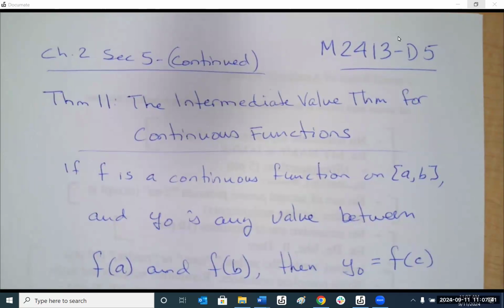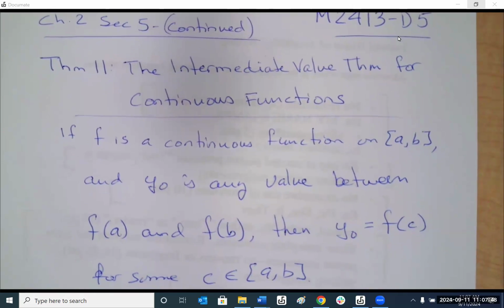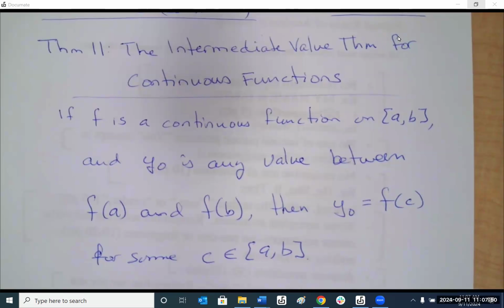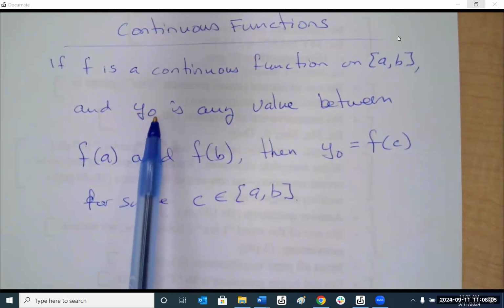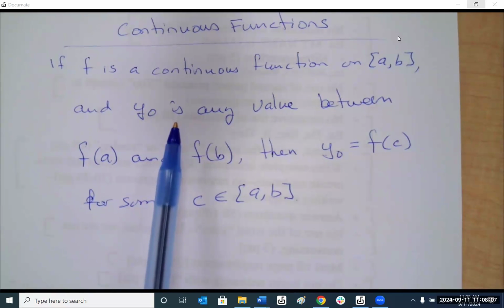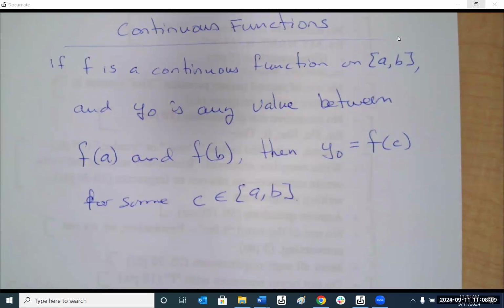So yeah, we're continuing section 5 because we have a couple more examples to do. The first of which we're going to talk about is theorem 11, which is the intermediate value theorem for continuous functions. Which says, f is a continuous function on a closed interval [a, b]. y sub 0 is a value between f of a and f of b.